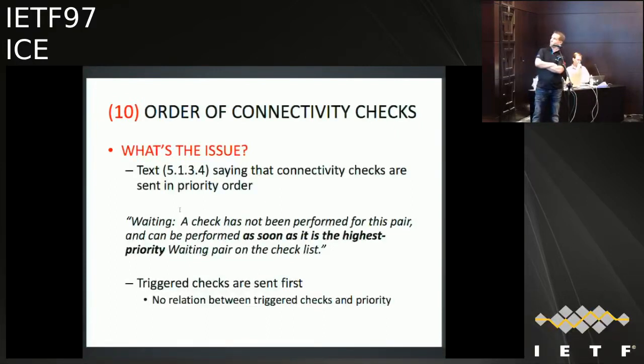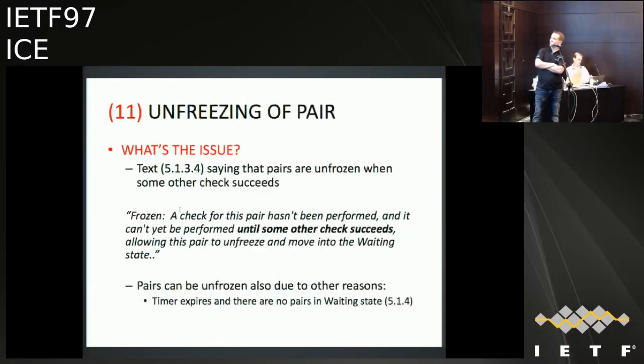Yeah. And related to that, in the same section, the definition for frozen says that a check for this pair hasn't been performed, and it can't be performed until some other check succeeds. But pairs can actually be unfrozen also for other reasons. It's not always when something succeeds. For example, if the timer expires and there are no pairs in the waiting state, then you are going to start unfreezing the frozen ones. But that's done because of that, not because of another check being done. But again, I'm not sure whether we need to really specify here when and if they're going to be unfrozen. The important thing here is saying that they are frozen and will not be checked until they are unfrozen due to the procedures in this specification, something like that.